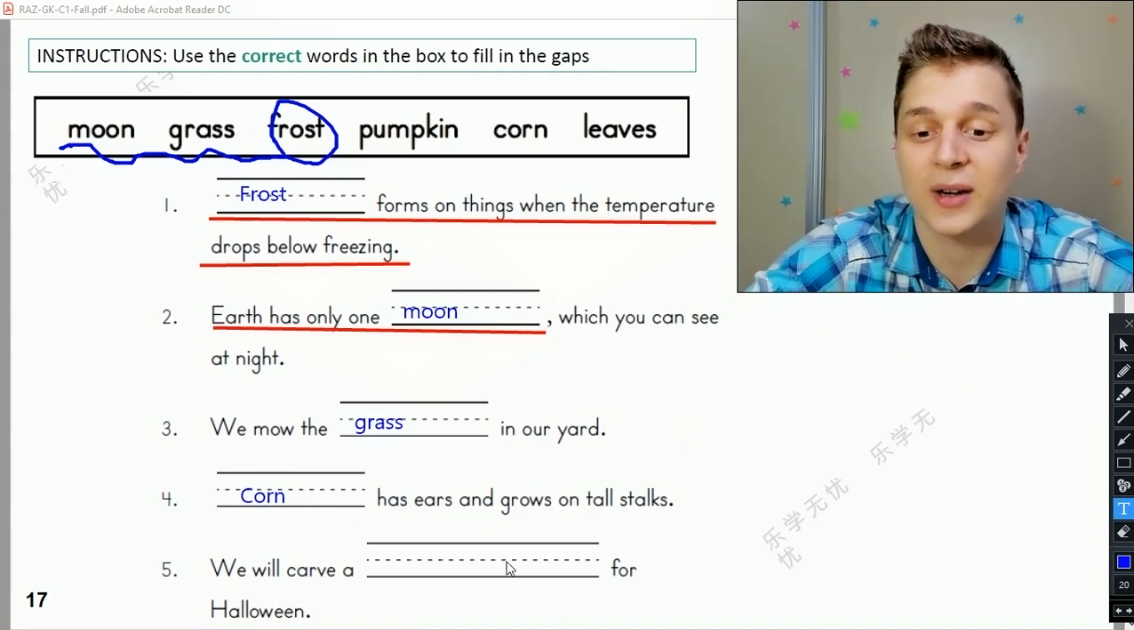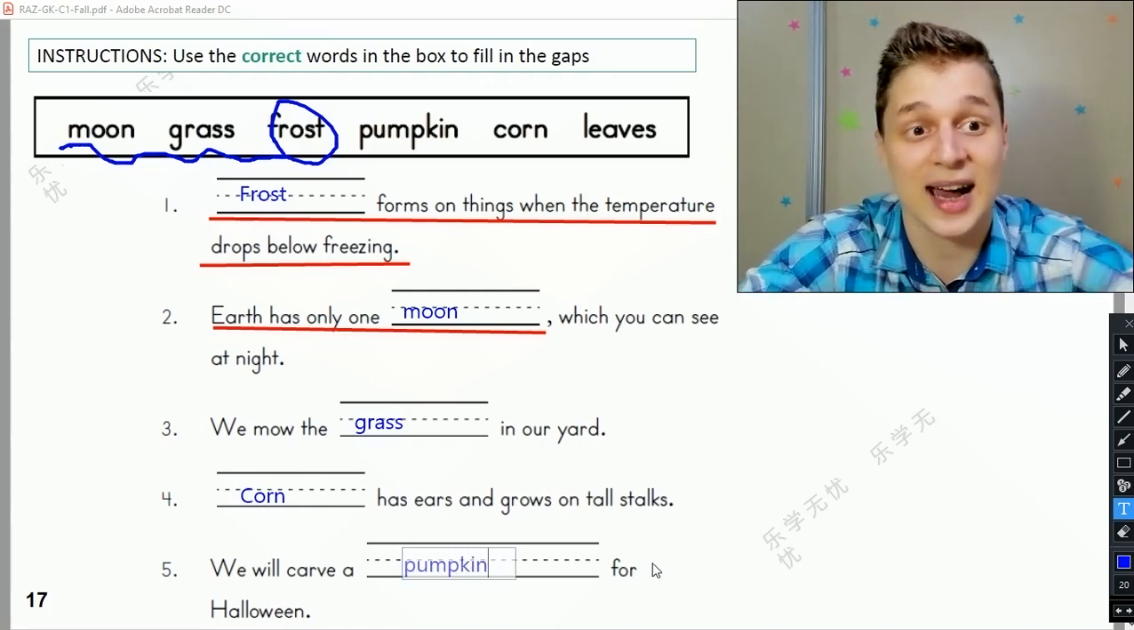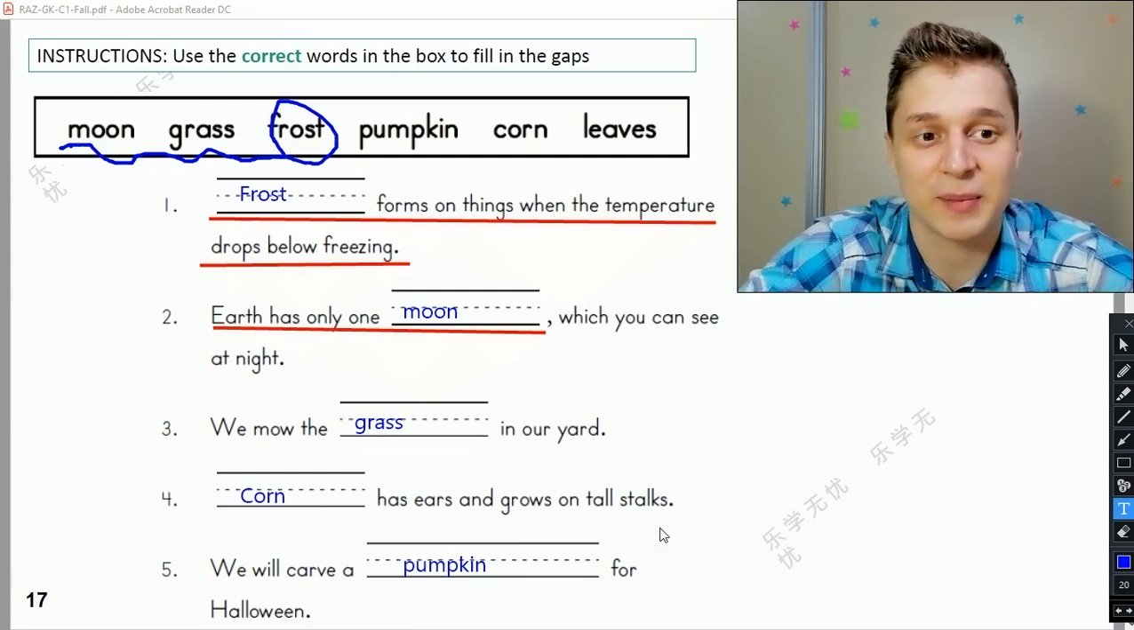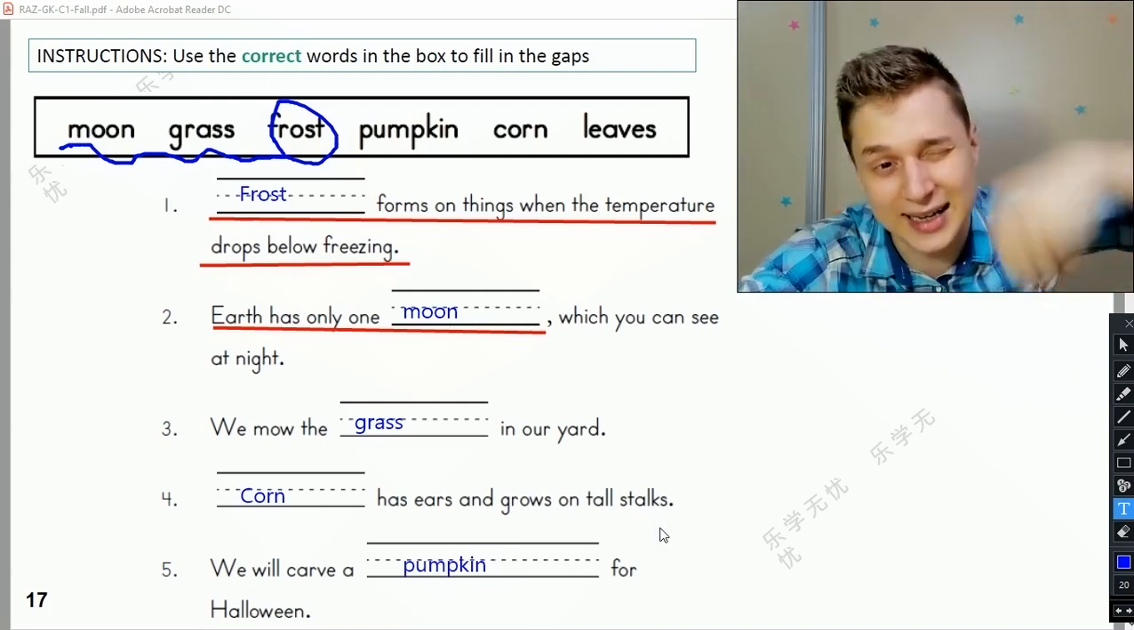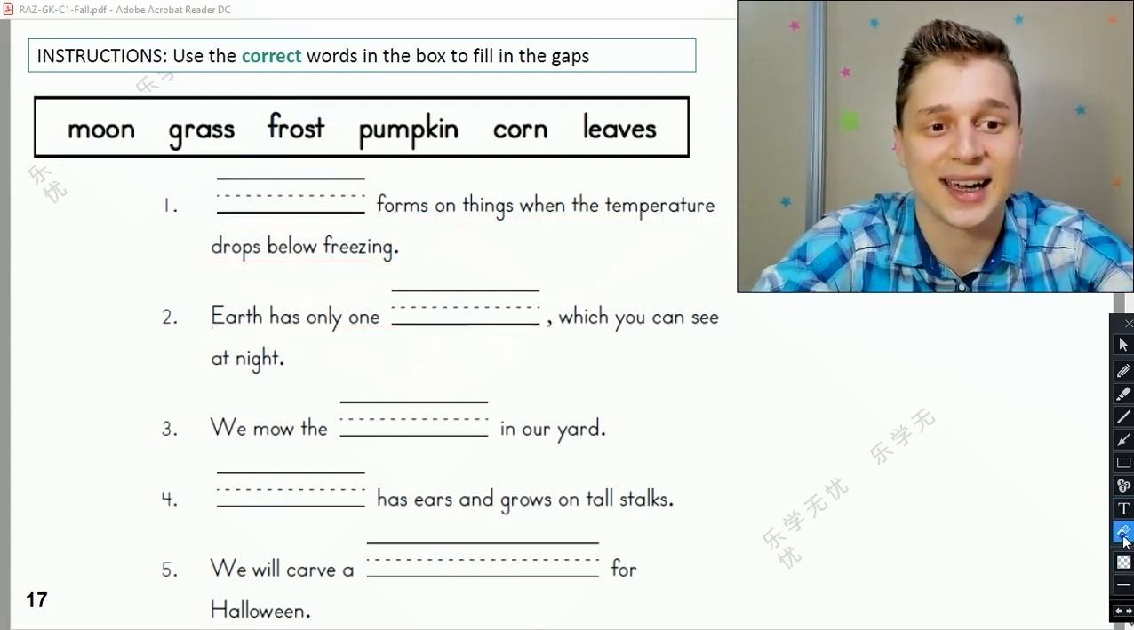We will carve a pumpkin for Halloween. We can make a jack-o'-lantern. We carve a pumpkin and we put a little candle inside so it shines bright light in the night.